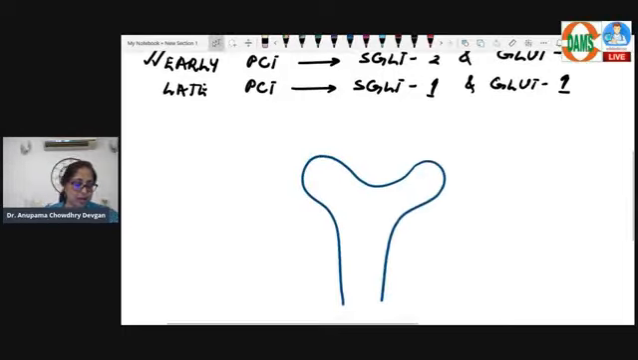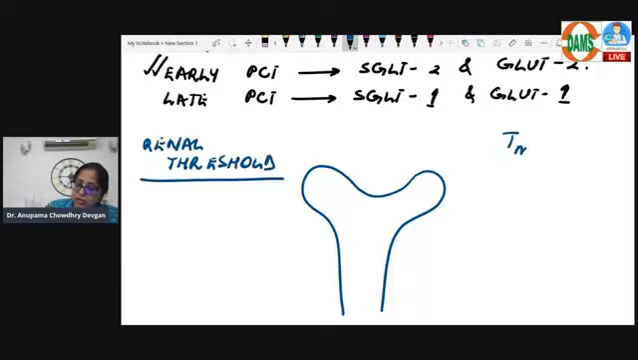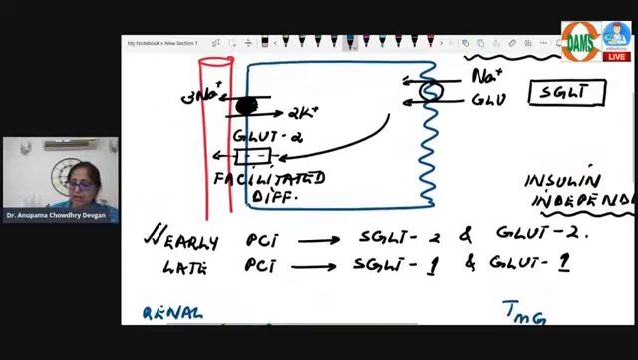Now, when you look at glucose absorption, there are two extremely important terms that you must know. The first term is, what do you understand by renal threshold? And what do you understand by TMG?